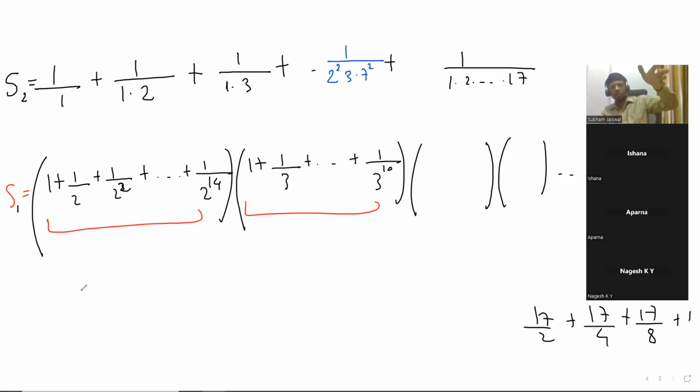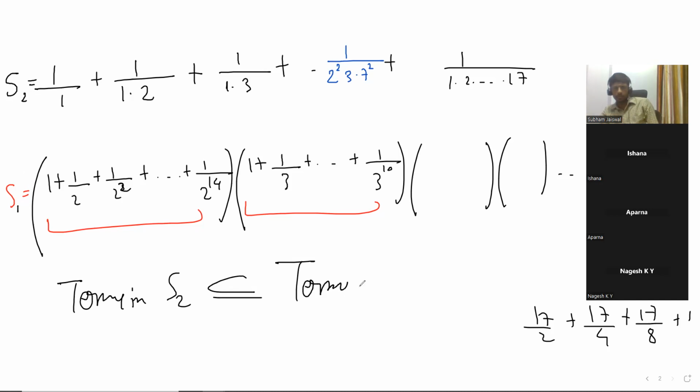Yes. So see, you know that all terms in S2 are in S1. And you understand what we mean by terms. Right? When you expand, you get the terms. But I'm saying that S1 has more terms. So just tell me a term in S1 which is not in S2. Is there such a term? There should be.